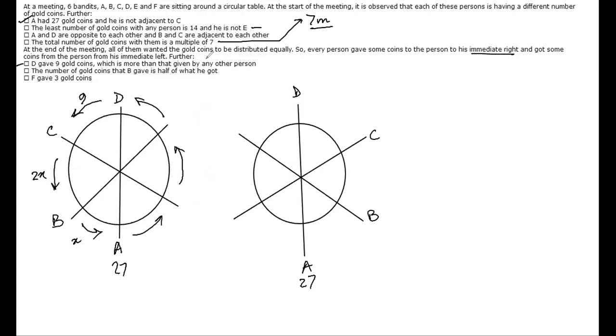So now what do we do? From this position, what else can we do? The first step is to try to get an idea of what could be the final number of coins with each. If you look at the answer choices in the first question, the number of gold coins at the end with each person must be 21. That's the only multiple of 7.